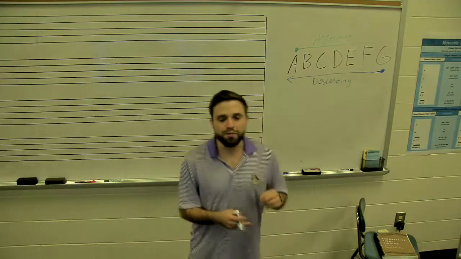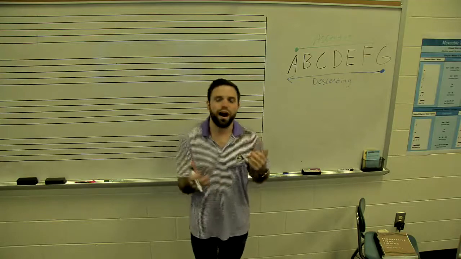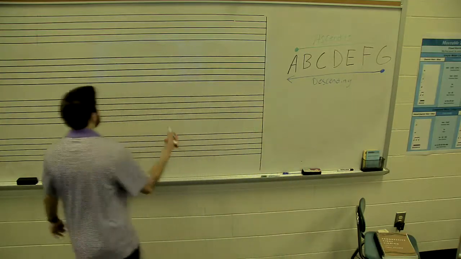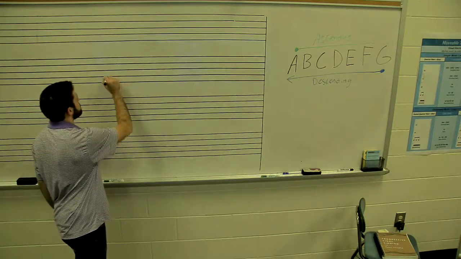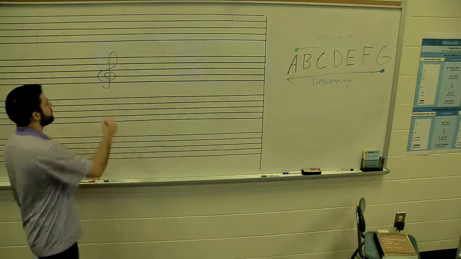So that's the musical alphabet. That's where we ascend and descend in the musical alphabet. So let's talk about the treble clef now. The treble clef, which we've seen a lot of, looks like this. That's what we call the treble clef.